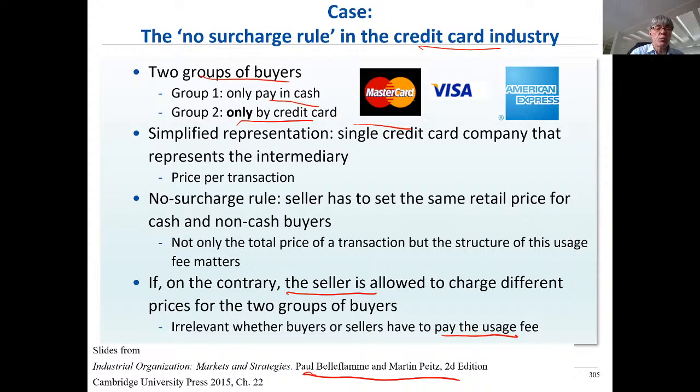Suppose it would be 10 cents for each transaction. Then it only matters that it's 10 cents, and not whether 5 cents is paid by the merchant and 5 cents is paid by the buyer, or whether 10 cents is paid by the merchant or 10 cents is paid by the buyer. If the seller is allowed to charge different prices for people who pay with credit card and people who pay with cash, it just doesn't matter how these 10 cents are allocated among the two groups. Because you will always, if you have a credit card, pay 10 cents more.